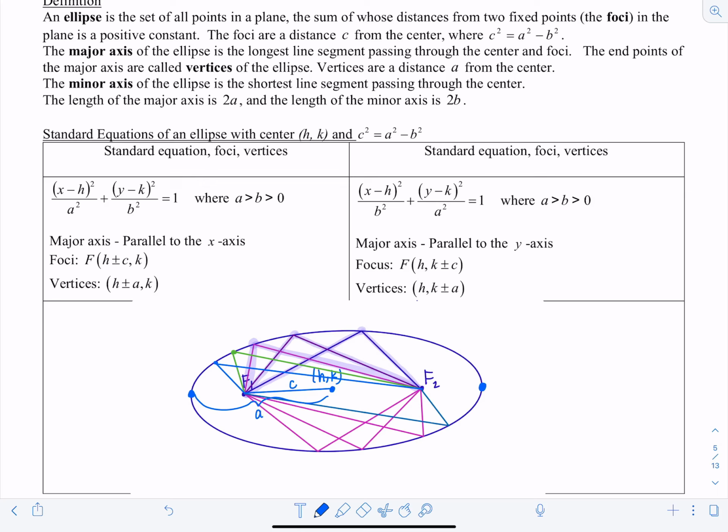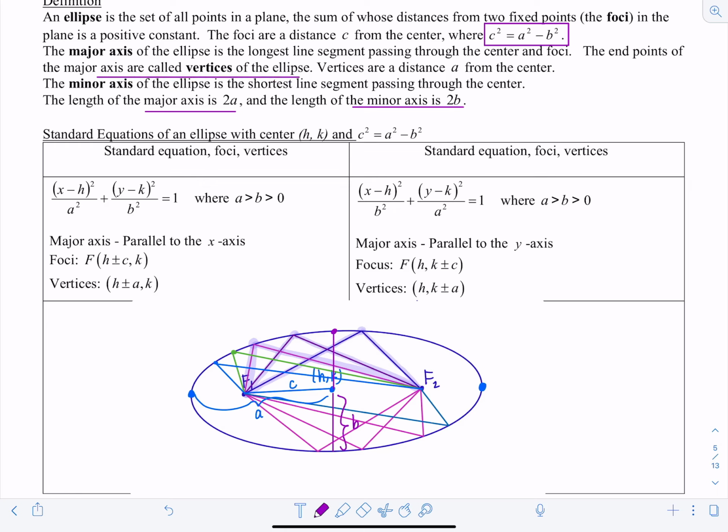Now the endpoints of the minor axis are not anything special, but the distance that they are from the center is b. So this is the minor axis from here to here. It's shorter, and each of these has length b. So that's where that c squared equals a squared minus b squared comes in. Okay, that's going to be useful. The length of the major axis is 2a. The foci lie on the major axis, and the length of the minor axis is 2b. Vertices are endpoints of the major axis.